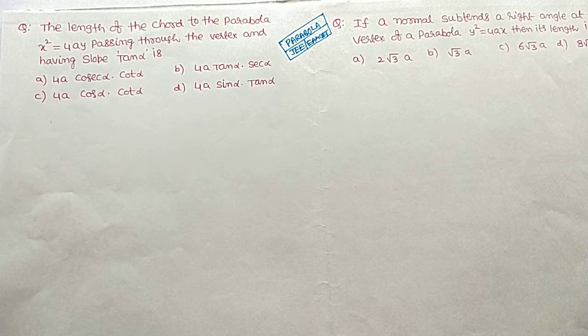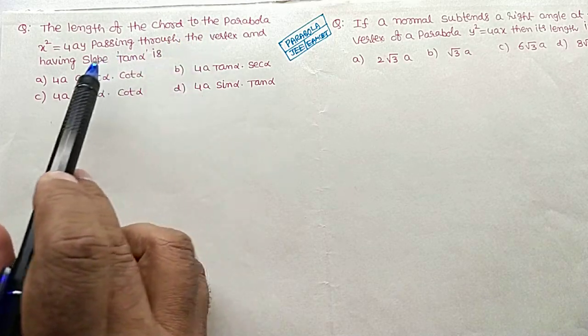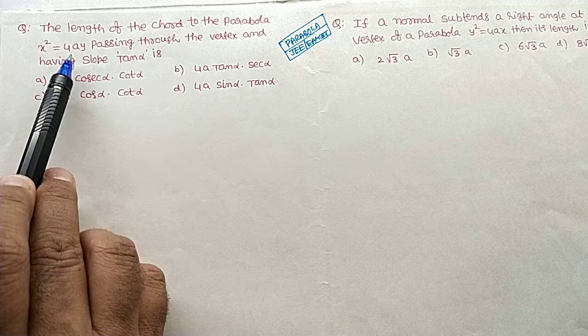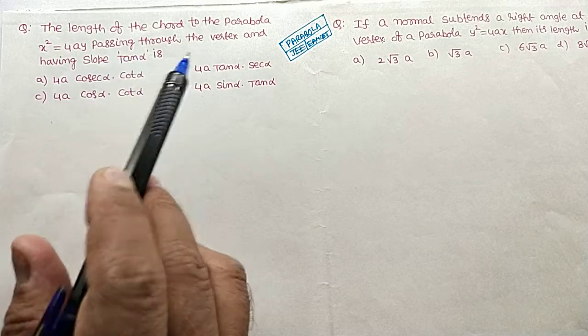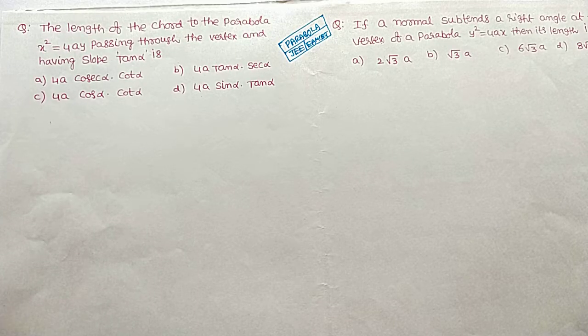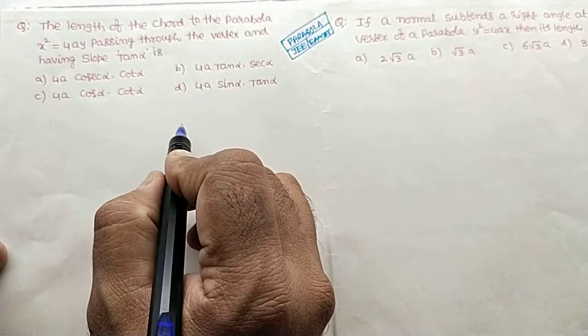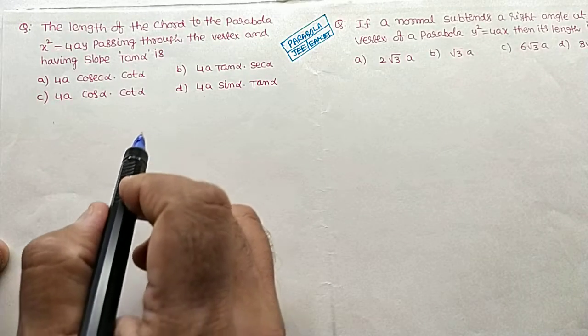The next question: the length of the chord to the parabola x square equal to 4ay passing through the vertex and having the slope tan alpha is... they are asking to calculate the length of the chord of the parabola x square equal to 4ay. It is not a standard equation of a parabola. So first you have to draw the figure for x square equal to 4ay.